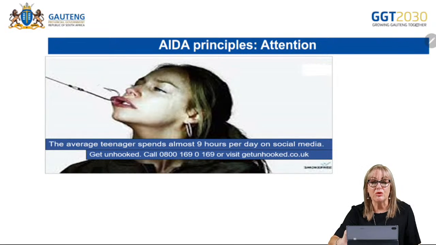This one grabs your attention because it's actually shocking. See, there's a fish hook, and what do we normally expect at the end of a hook? A fish. But this fish is dragging the kid. And look at the clever wordplay here. The average teenager spends almost 9 hours per day on social media. Get unhooked. So clever. And then the numbers are given there.